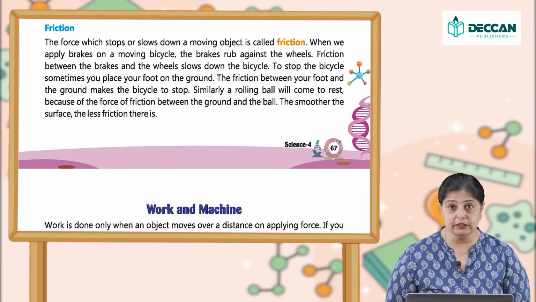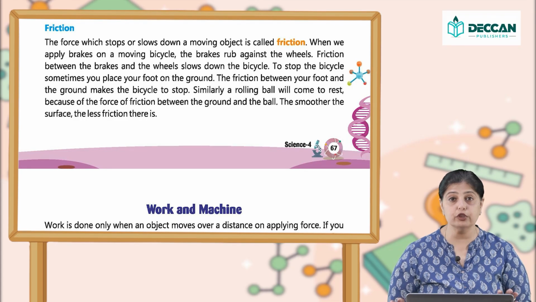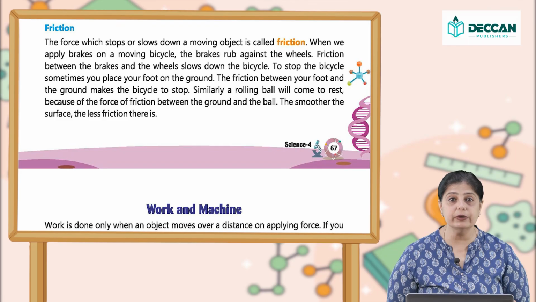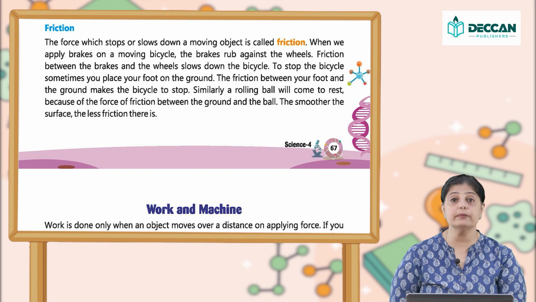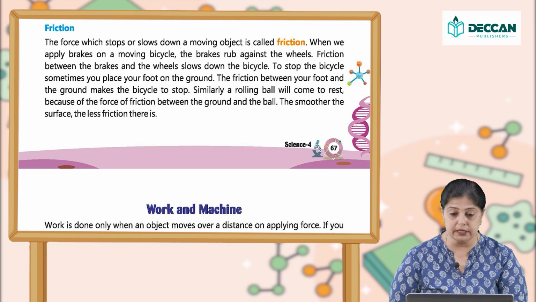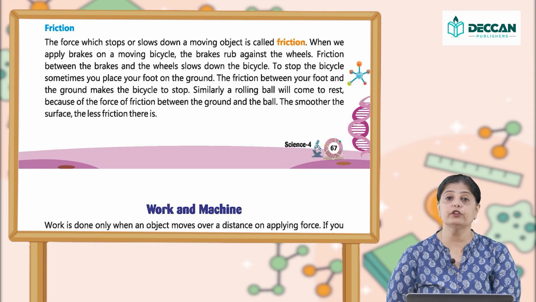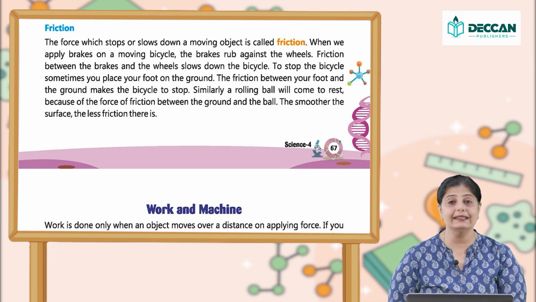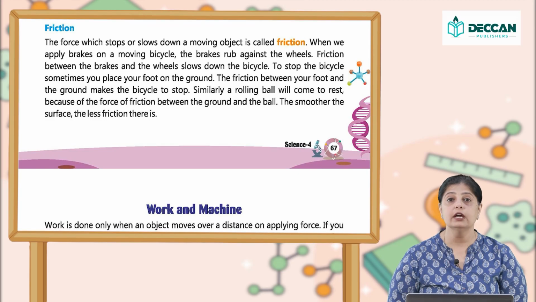If you apply the brakes slowly, the bicycle will slow down. However, when you apply an urgent brake, you will see that it stops immediately. Now, to stop the bicycle, sometimes you have to place the foot on the ground as well. The friction between your foot and the ground makes the bicycle stop. So there is friction applied between the foot and the ground by you, and then the bicycle stops.